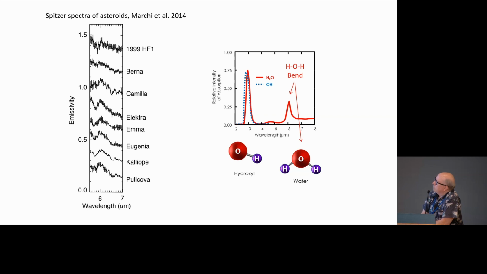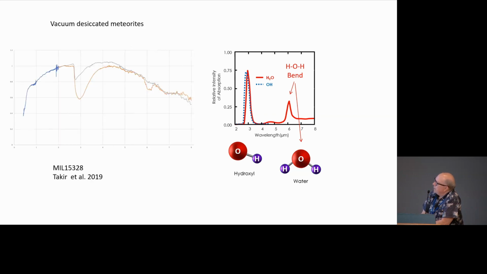This is Spitzer spectra of asteroids from Marchi et al. And you can see it at 6 microns. There's a little emission bump in a bunch of these asteroids. Here's some data that Carl Hibbitts obtained for Driss Takir's paper in 2019. These are vacuum desiccated meteorites.